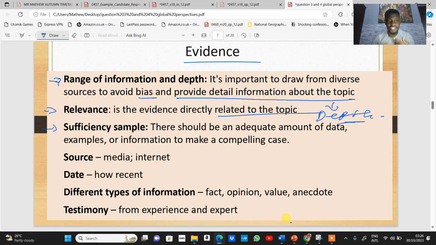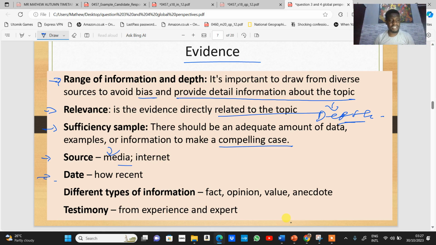Now, is it sufficient enough? So you look at an adequate amount of data. Is the data given in that particular argument by the candidate enough, and is it compelling enough to become reliable? Is it reliable? If not, it's a weakness. Then you look at the sources of information used. Did they look at the internet? Did they look at media? Did they look at international organizations? And so we look at that.